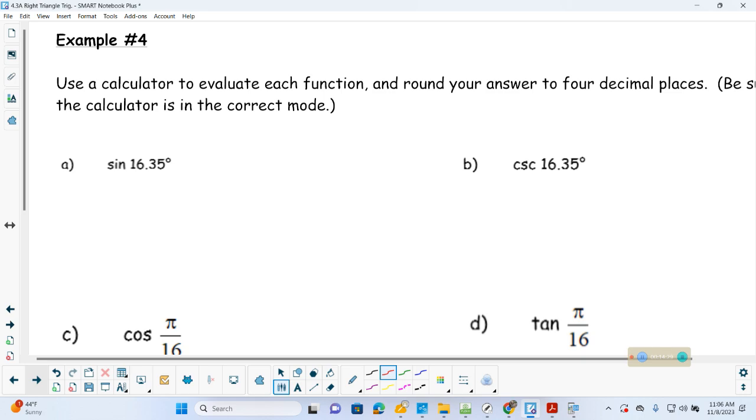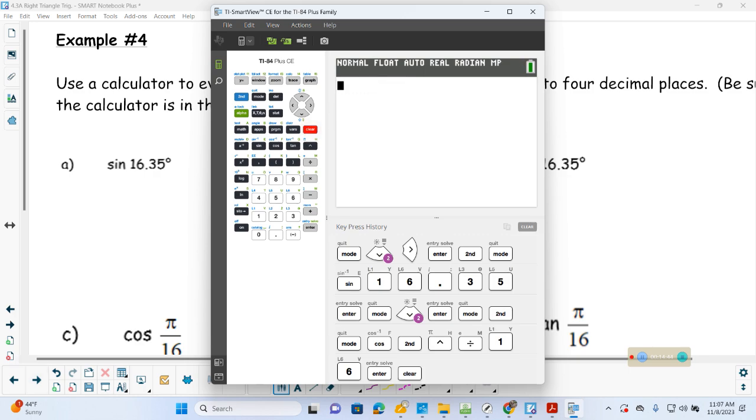It is important that you watch your calculator mode. Because clearly, the first 2 angles I'm giving you are in degrees. They have degree symbols. The bottom 2 angles are in radians. So we are going to have to be switching our modes back and forth. So let me pull up my calculator here. Let's take a look. So I'm in radians right now.